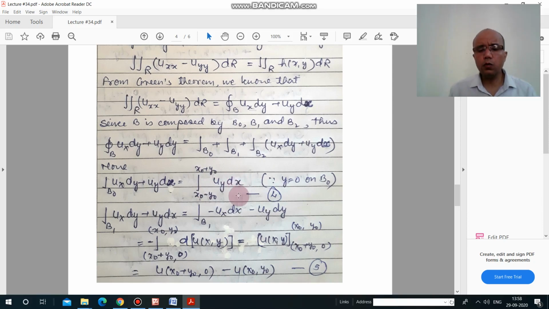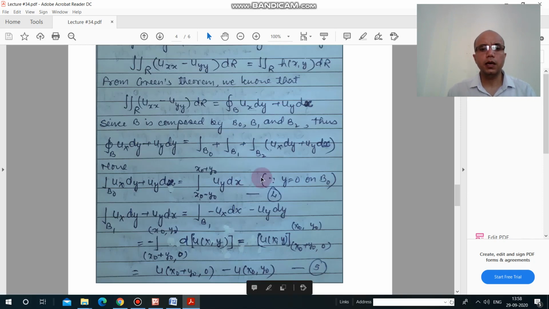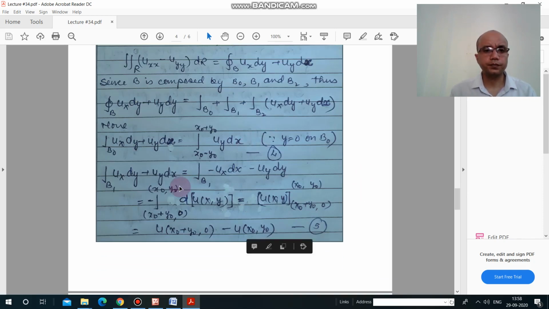Now, one problem is there. We don't know what u is, so how can we calculate uy? This is still unknown, so we cannot find the integration of this function because we don't know the value of uy. So just leave it as it is. The first part, the integral over b0 of ux dy plus uy dx, we write as it is: the integral from x0 minus y0 to x0 plus y0 of uy dx. Now come to the second part.